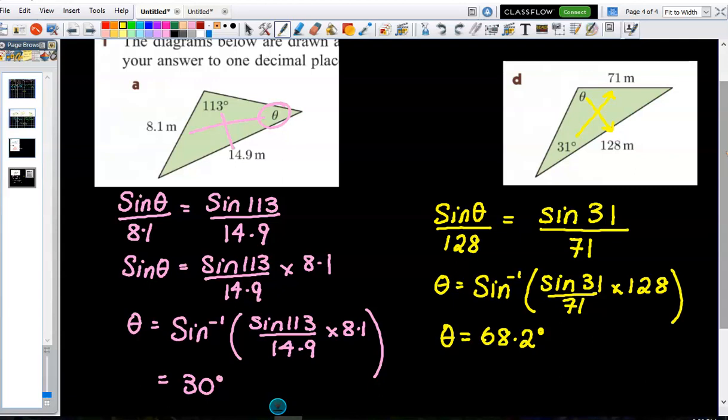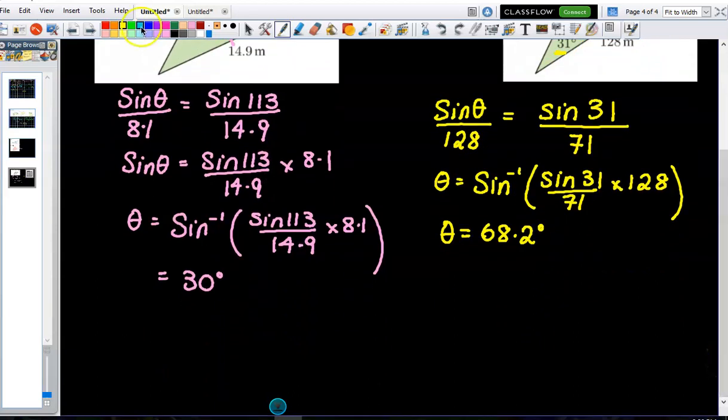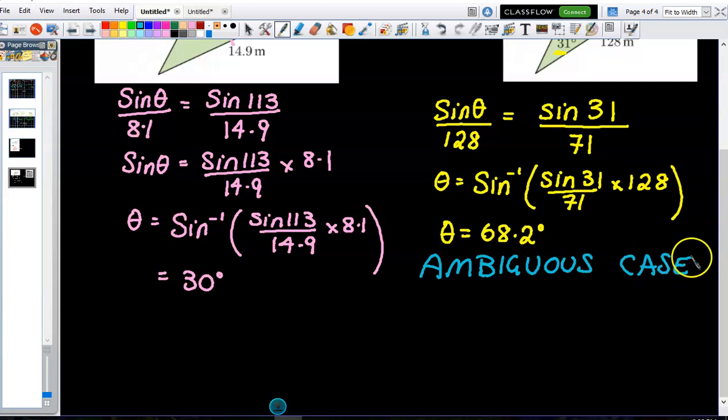You look at the diagram. Does this look like an acute angle? No. So normally when we have a small angle like this, sometimes we can have two solutions. It is what we call the ambiguous case. Yes, it's what you call the ambiguous case.